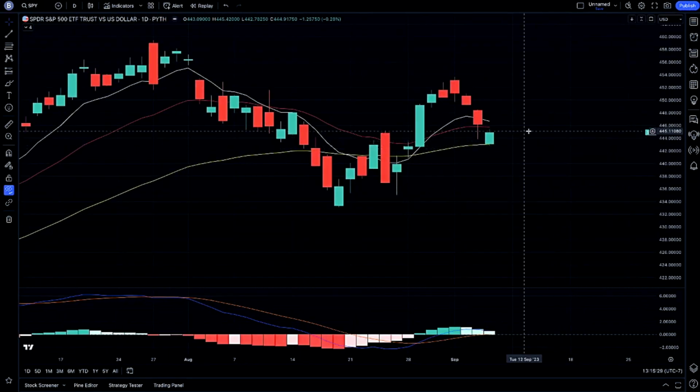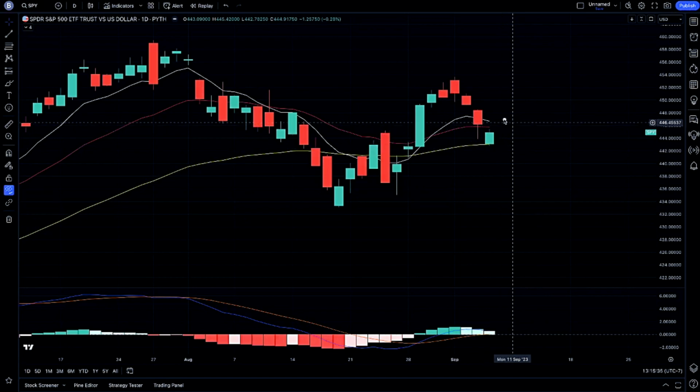Short term, intraday, small bounce, very little room to the upside. However, making sure that we do close back above our 8-day will be that watch.